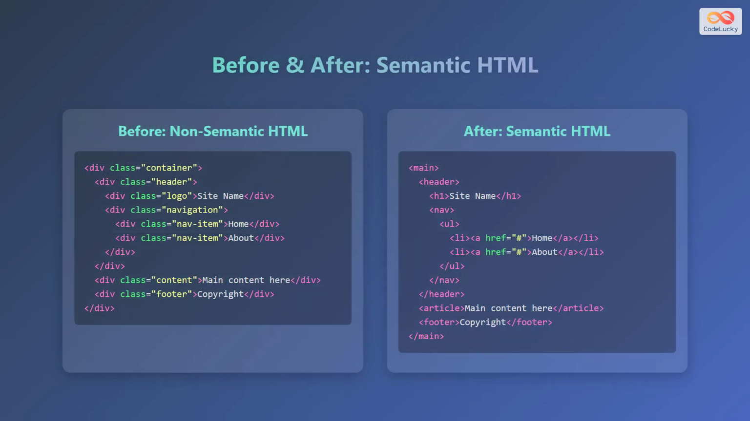Let's compare non-semantic HTML versus semantic HTML with an example. Before, without semantic HTML, you might have used a lot of div tags with classes like container, header, logo, navigation, and footer. After, with semantic HTML, the code is much cleaner and more descriptive. We use the main tag to wrap everything with header, nav, article, and footer tags inside, making the structure more readable and meaningful.